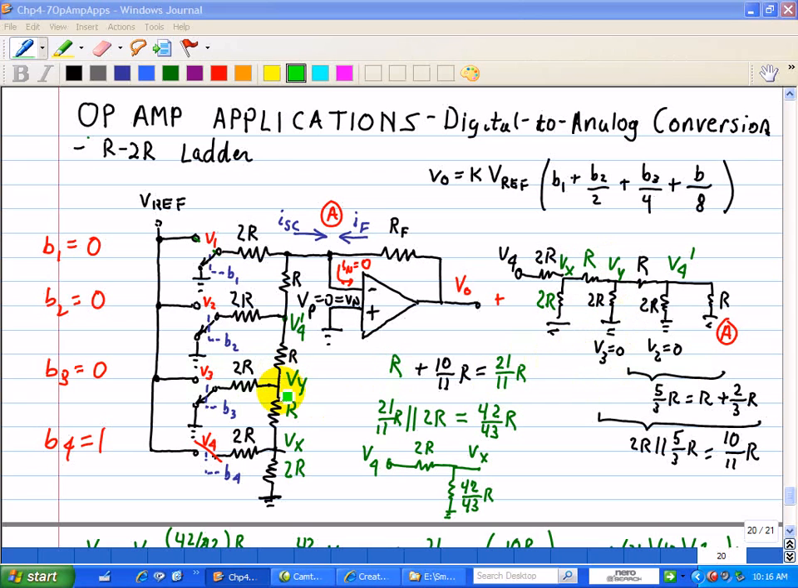Now connected to the other end of this resistor R is V4 prime. So here's V4 prime, and connected to V4 prime are two resistors 2R and R. At the other end of this 2R is connected to ground, called V2. So that's shown here. And then connected also to V4 prime is R. At the other end of R is connected to the virtual ground A, and that's shown here. So we redraw this circuit, and that's shown here.